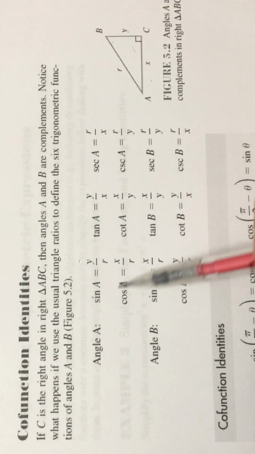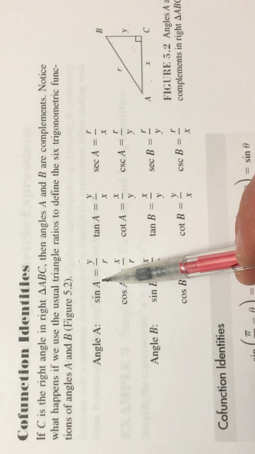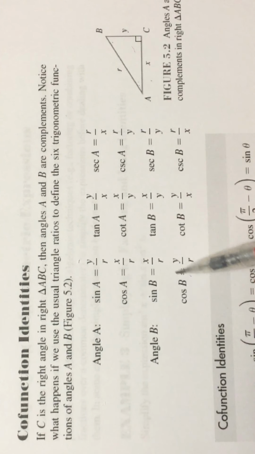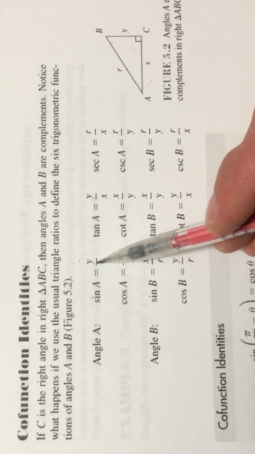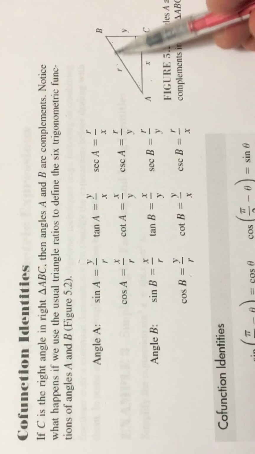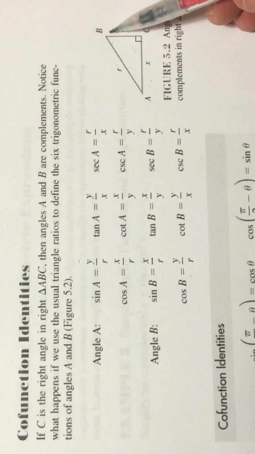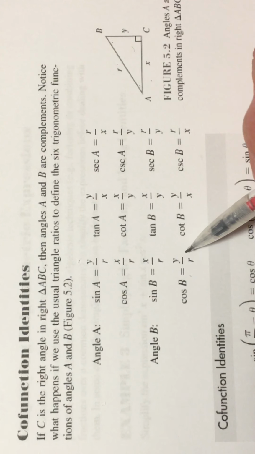If we take the sine of A, the sine of A is going to be the same as the cosine of B. Notice sine of A is y over r, opposite over hypotenuse. The cosine of B is y over r. These are going to be the same.